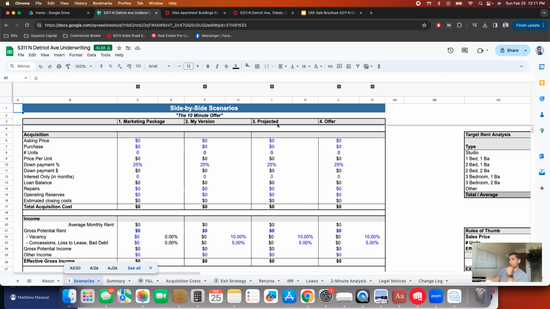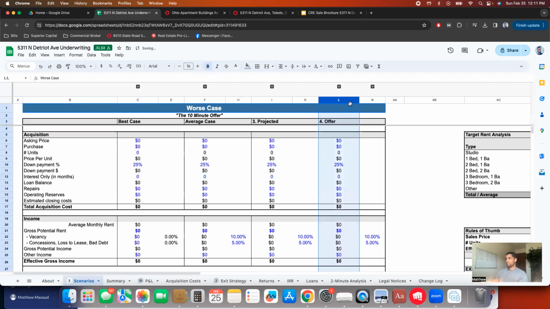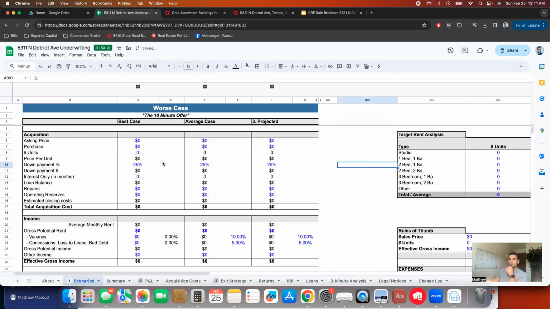It has some different options here. I don't like to use the marketing package and all this stuff. I like to use best case, average case, and worst case. And these are scenarios where, if things are going well, things are going poorly, or if expenses are higher than we expect. Hide this column here.